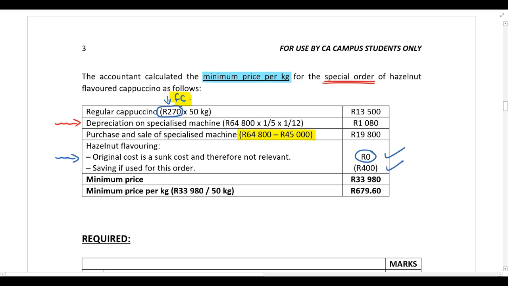We are trying to work out the minimum price or the minimum cost. So obviously if this is a saving, you need to deduct it from all of your costs over there. And then what he does last is he just divides by the 50 kilograms in order to get the minimum price per kilogram, because that's what he's calculating over there. All right, so that's how he's performed the calculation. There's no problems with the hazelnut flavoring. That has been performed correctly, so we don't need to include anything in our discussion over there.